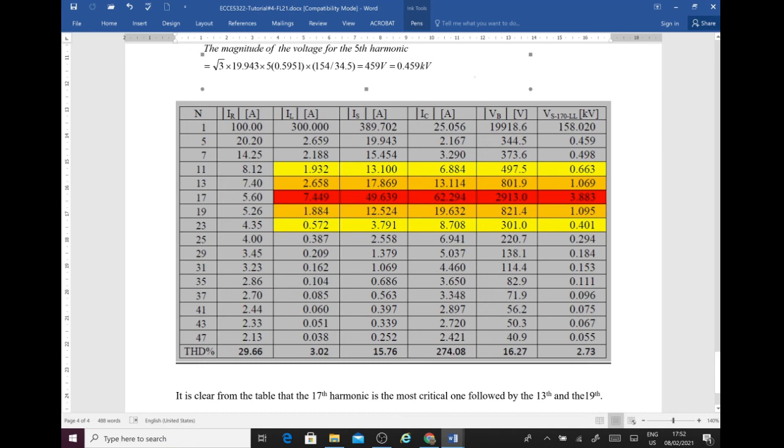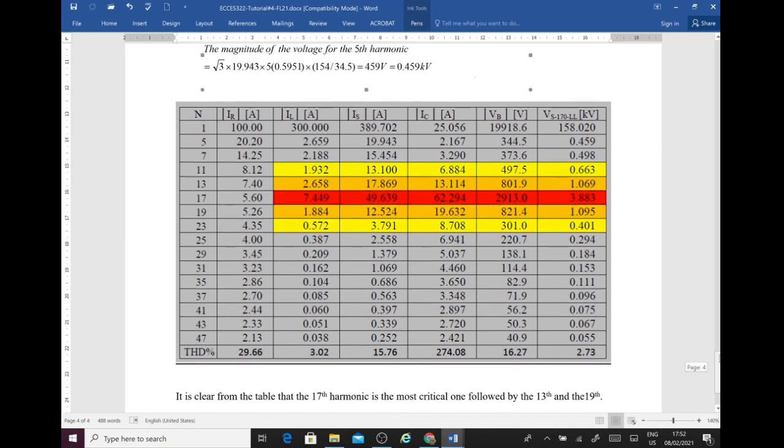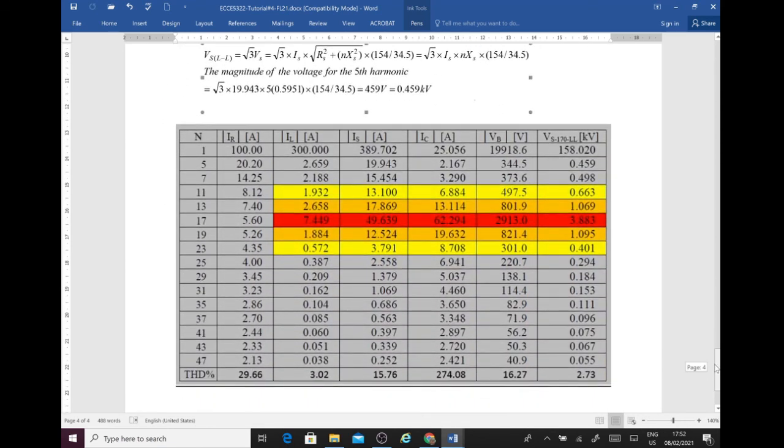If we look at this, the harmonic currents are given to us, and now the load current for different harmonics is calculated, the source current for different harmonics are calculated, the capacitor current for the different harmonics are also found, and then we can calculate the voltage at node B, the voltage at node A, and then we refer to the high voltage side.